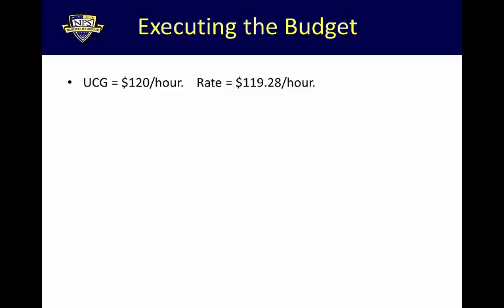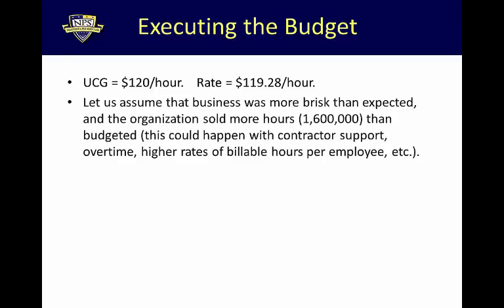So let's talk about a hypothetical execution of that budget. So let's assume business was more brisk than we expected. And instead of selling 1,530,000 hours, we sold 1,600,000 hours. And there's a number of different ways that could happen. Our employees could be more productive, they worked some overtime, and so on.